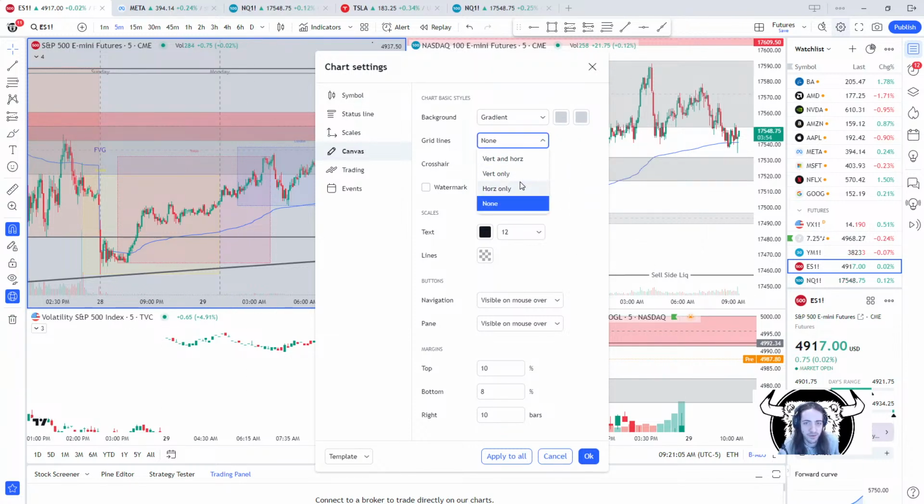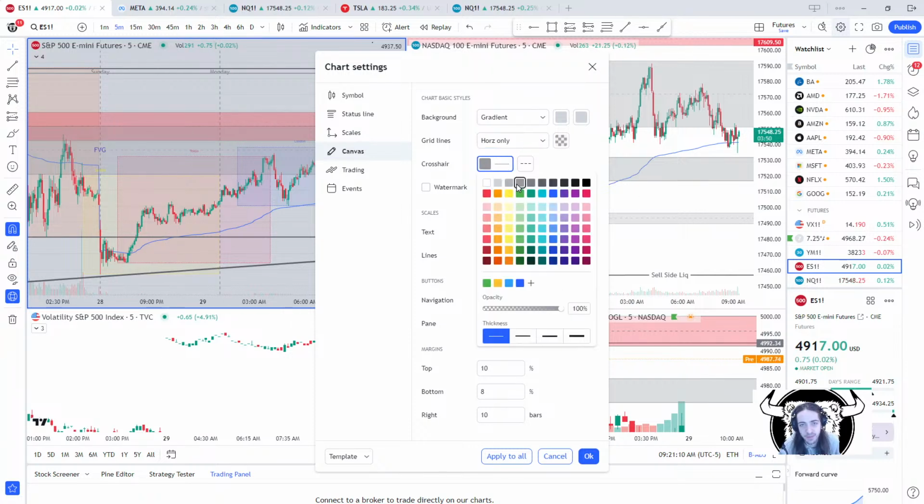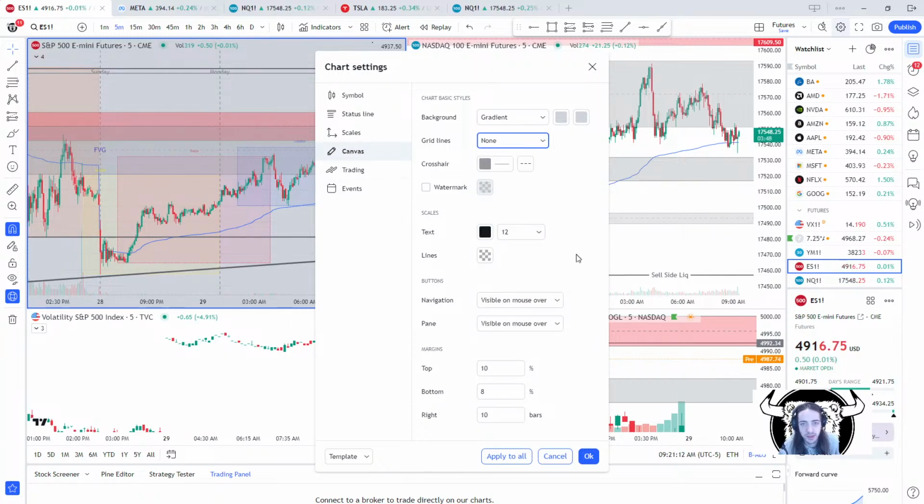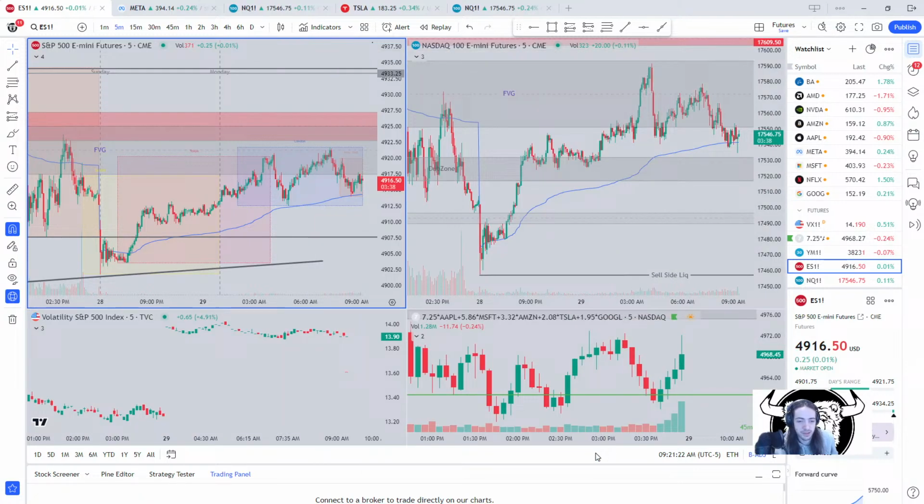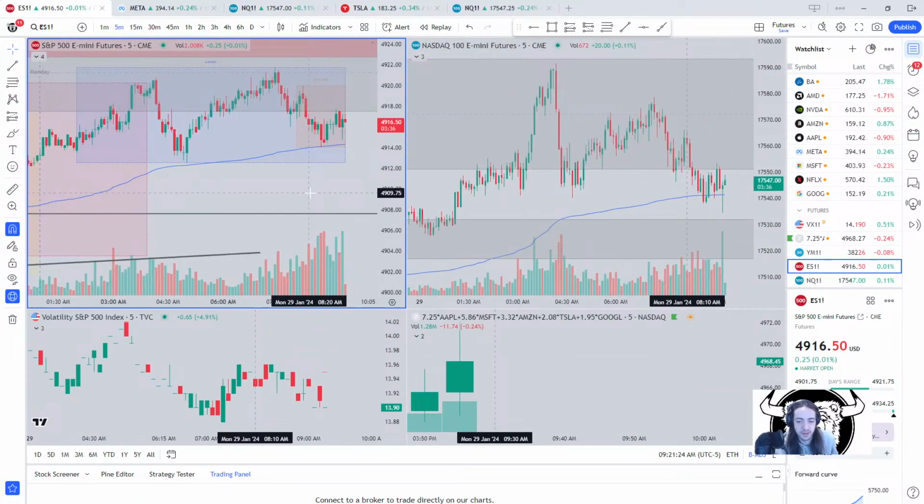Grid lines, I have none. You could do horizontal if you want, so you could see levels. Me personally, I'm just going to do none. Text size, all of that other extra stuff. And then what you can do is you hit apply to all, and it's going to apply to each chart on the screen. Boom, look at that. Very clean.